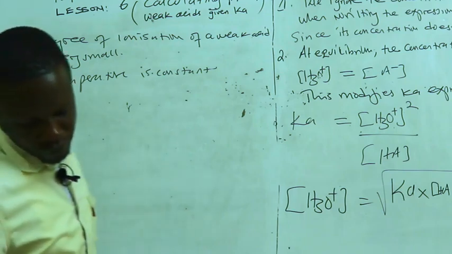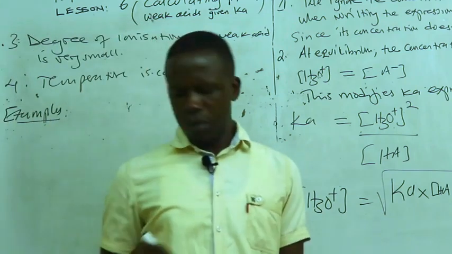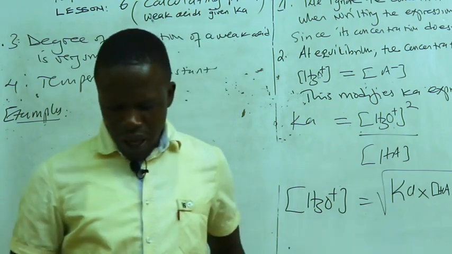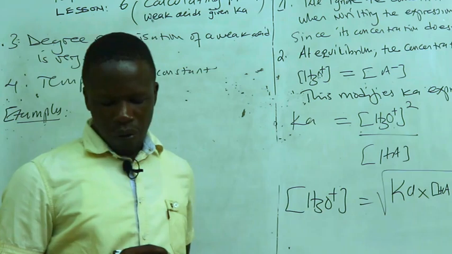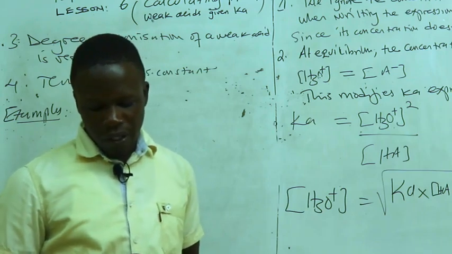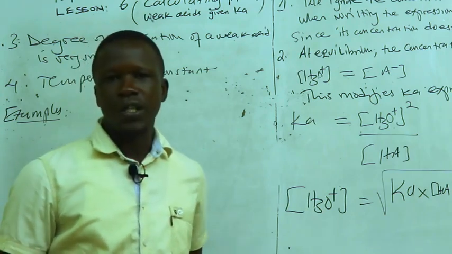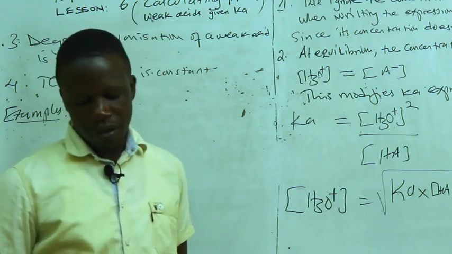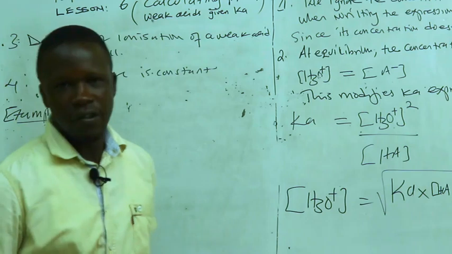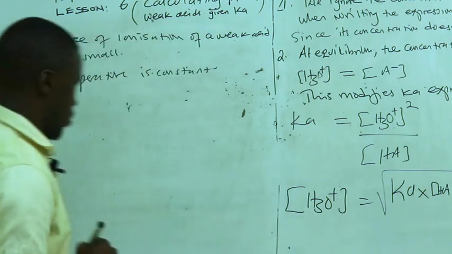Example number 1, we have a weak acid called ethanoic acid. And the value of the ionization constant is 1.8 times 10 power negative 5. And the concentration is 0.05. Can we determine the pH?